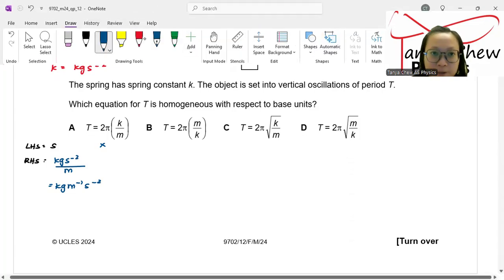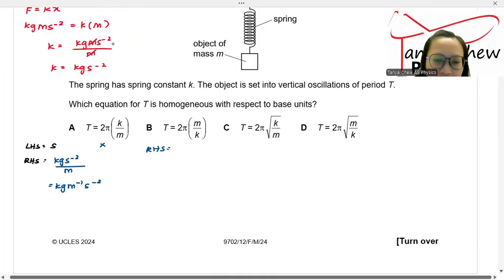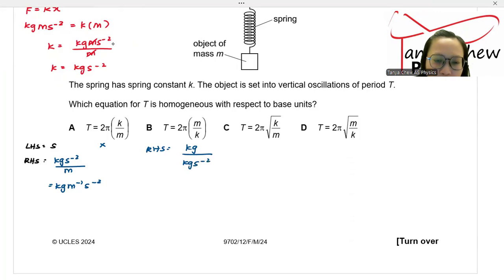What about B? Okay, right hand side. Left hand side, I already know the unit of T, which is S. I need to focus on my right hand side equations and simplify the units in terms of base units and get second. Now B, right hand side. M is measured in kilogram. K is kilogram per second square. So kilogram and kilogram you cancel off. So you get second square. Now B cannot be your answer because the answer is second square.